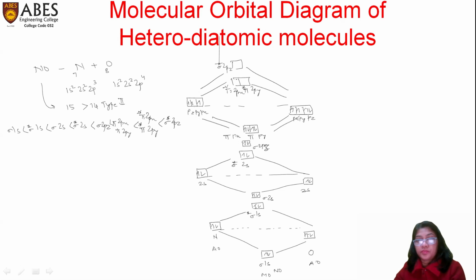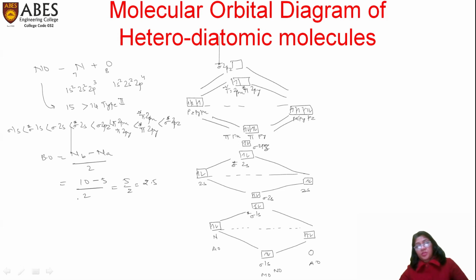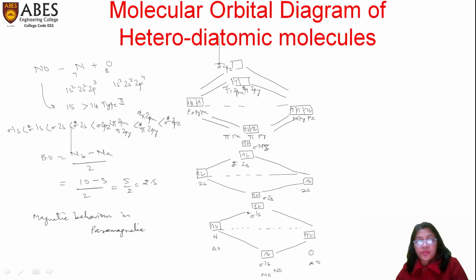Now when we are talking about the bond order calculation, bond order is equal to the number of bonding electrons minus antibonding electrons, divided by 2. Bonding electrons over here are 10, minus antibonding electrons, which are 5, upon 2. This is 2.5. For NO, the bond order is 2.5 and the magnetic behavior is paramagnetic, since pi star 2px has an unpaired electron.